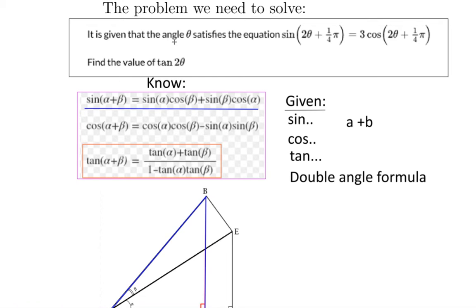So we have a problem. It is given that the angle theta satisfies the equation this. Find the value of tan 2 theta. And we've broken down what we've been given, and we now are looking at what we know.